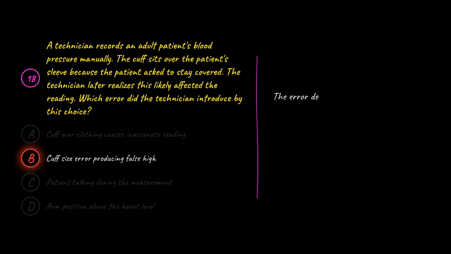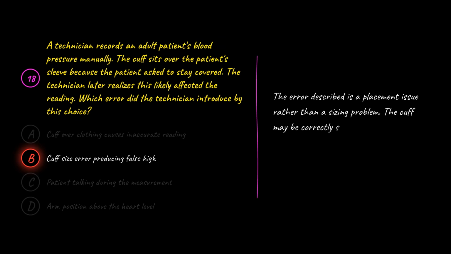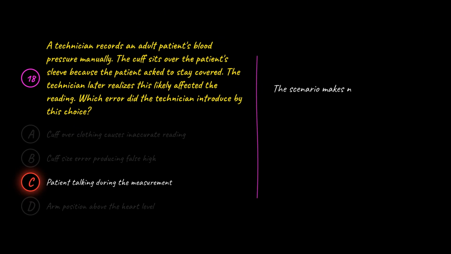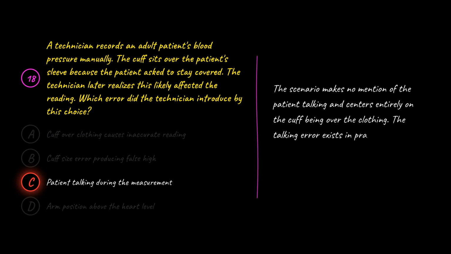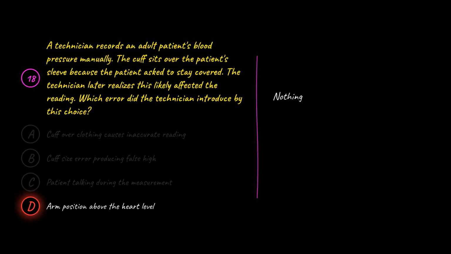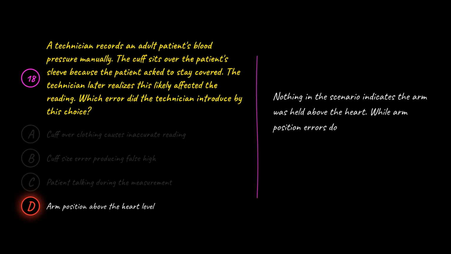B is wrong because the error described is a placement issue rather than a sizing problem. The cuff may be correctly sized while still being applied over a sleeve, so the source of the inaccuracy is different. C is wrong because the scenario makes no mention of the patient talking and centers entirely on the cuff being over the clothing. The talking error exists in practice but does not match the conditions described in this scenario. D is wrong because nothing in the scenario indicates the arm was held above the heart. While arm position errors do affect readings, they are not the source of inaccuracy that this scenario specifically created.